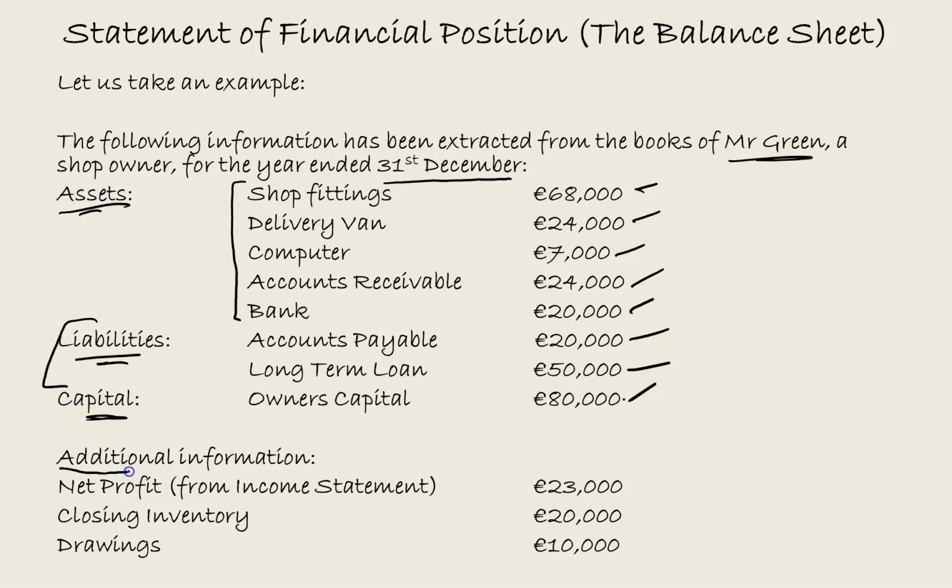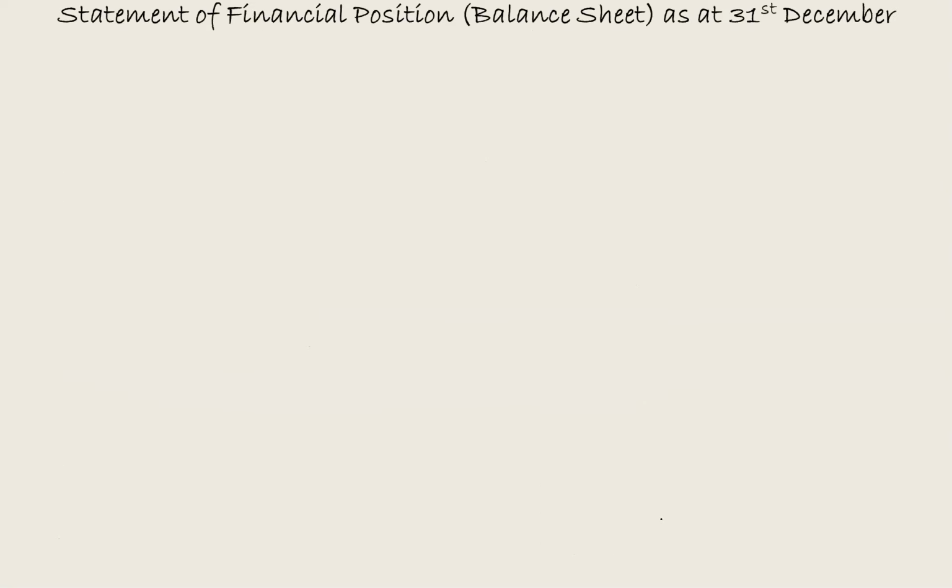Now we're also provided here with some additional information. The net profit coming from the income statement, 23,000. The closing inventory, 20,000. And drawings. Drawings represents money which Mr. Green took out of the business for his own personal use, and they come to 10,000. So we're going to put this into a balance sheet, and we're going to start off with the assets.